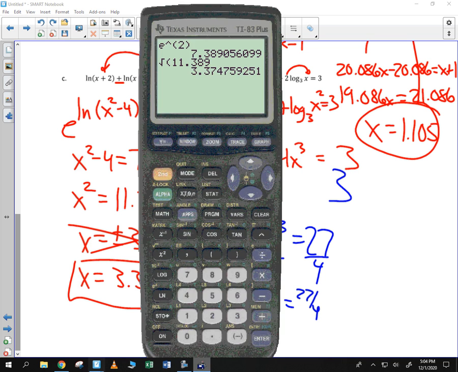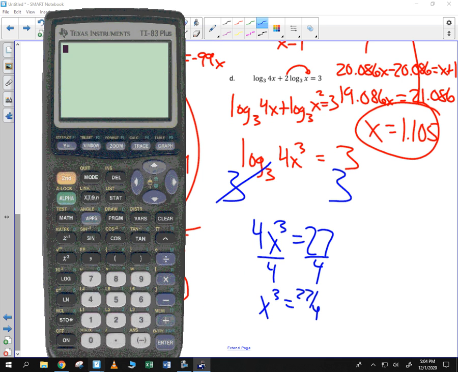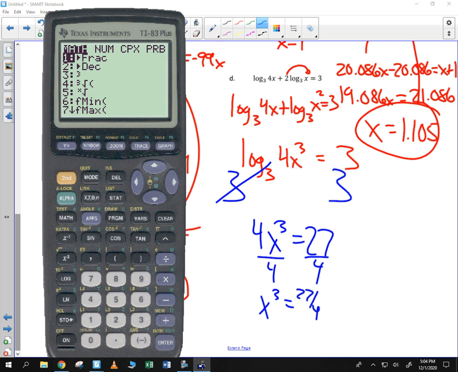Let's cube root that to see what we get. Math, number 4 is cube root. 27 divided by 4. 1.890.